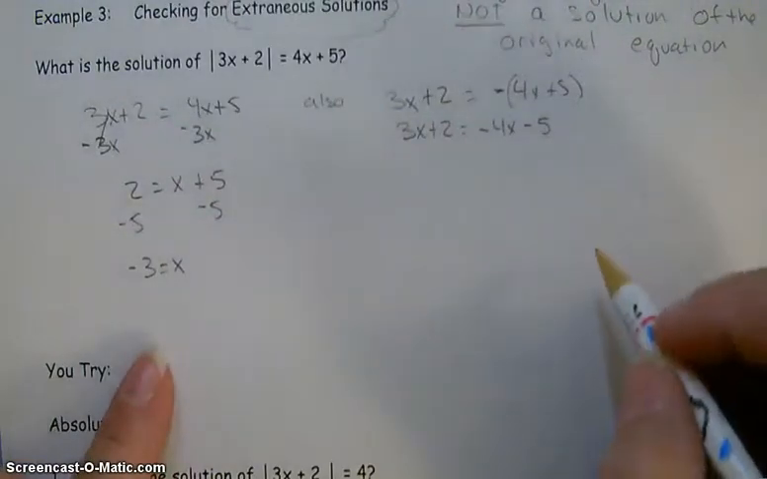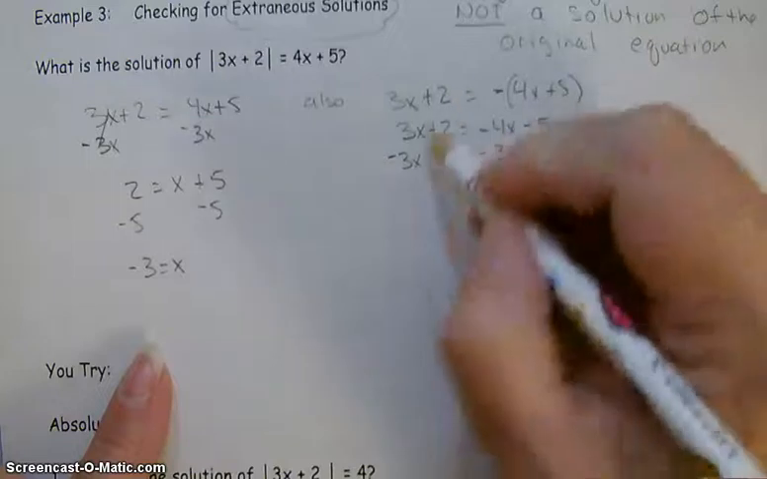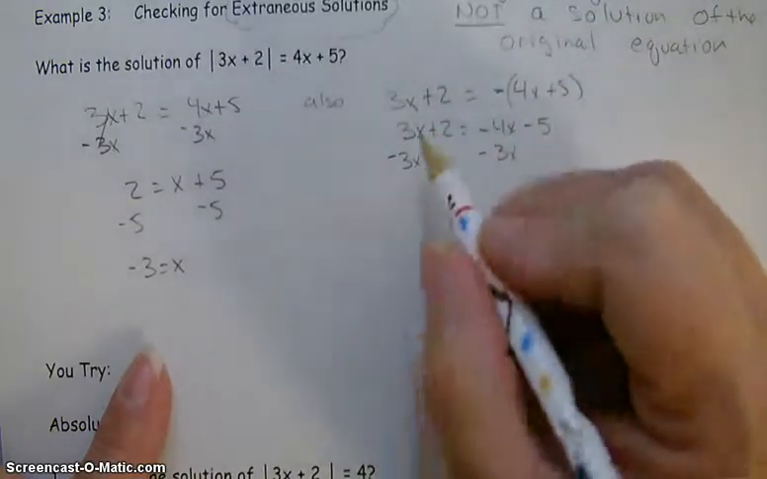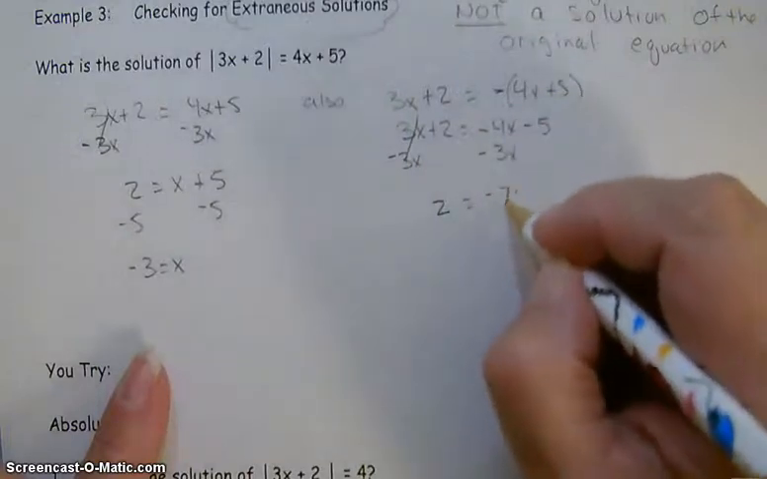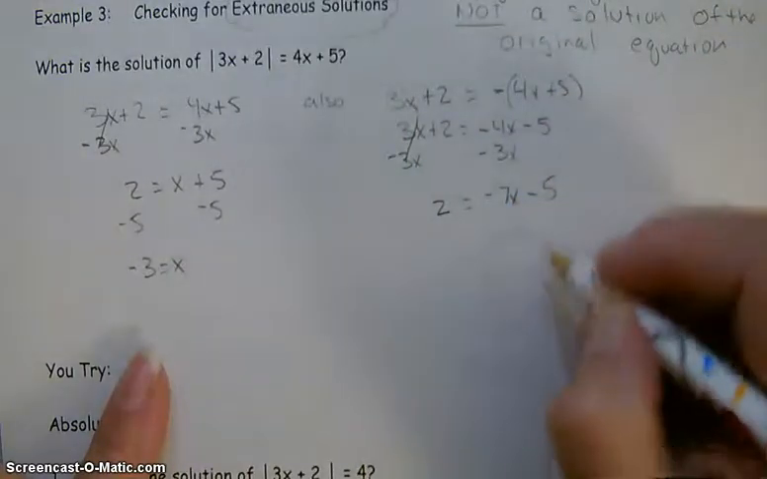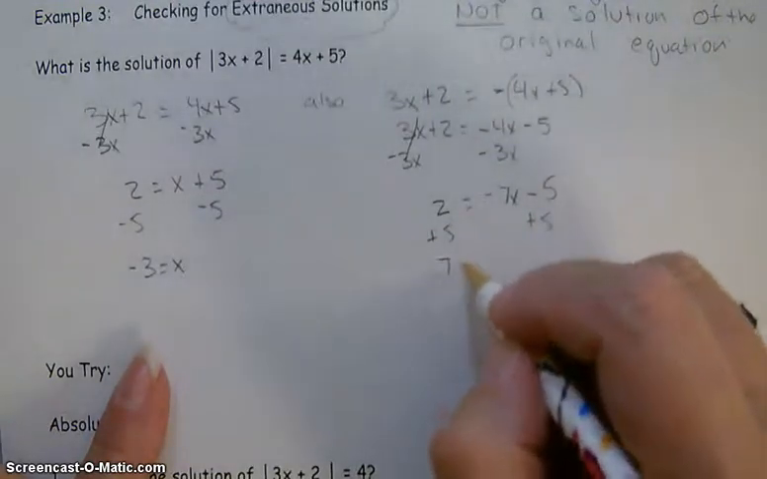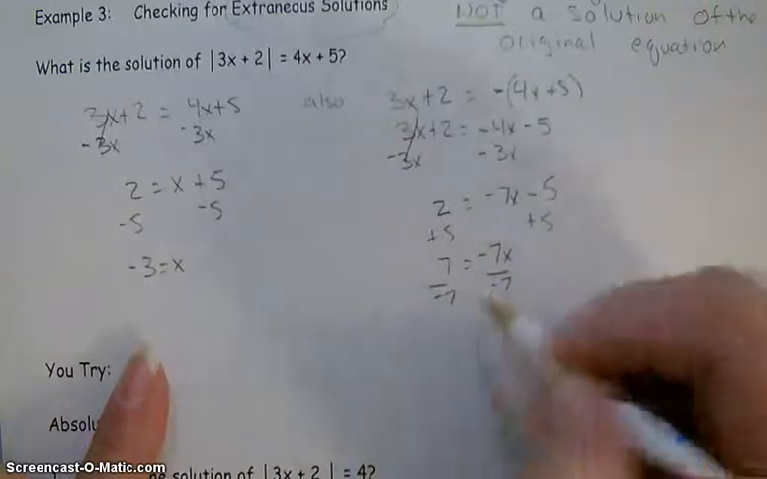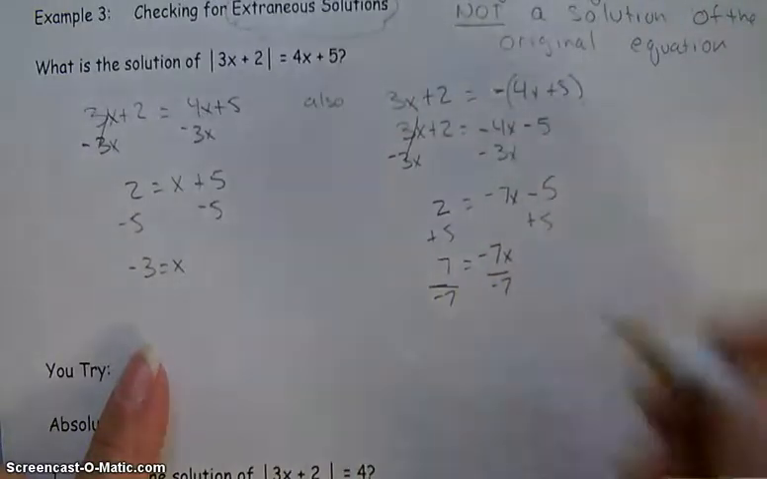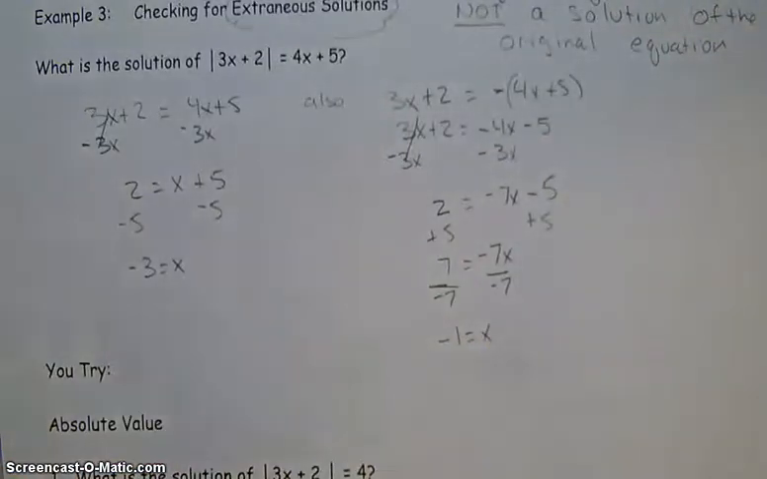So I do the same thing over here. I'm going to subtract 3x, minus 3x, cancel out here, and I wind up with 2 is equal to negative 7x minus 5. I'm going to add 5 and add 5, and I get 7 is equal to negative 7x. Divide by negative 7, and 7 divided by negative 7 is negative 1 equals x. So my two solutions here are x equals negative 3 and x equals negative 1.